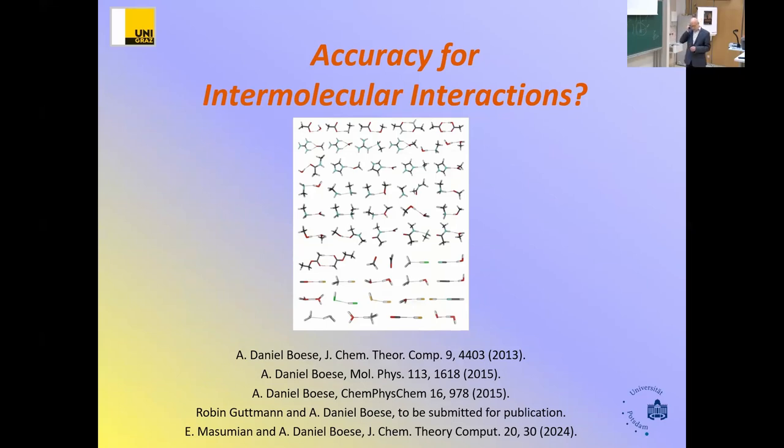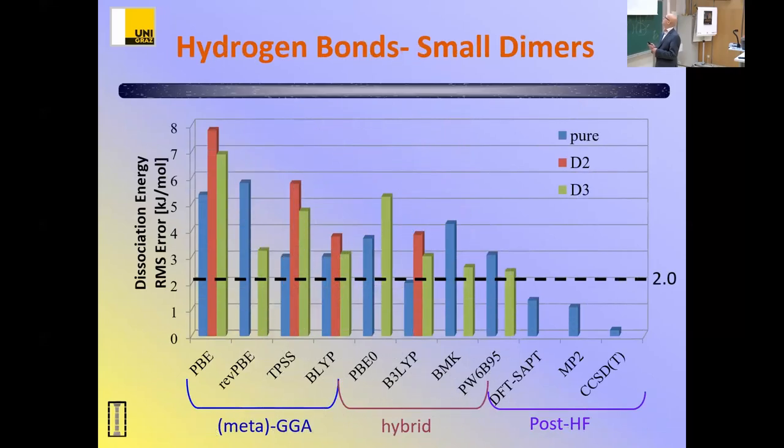So I then went ahead and took the strongest bonds that we can think about. Those are hydrogen bonds. They can go up to more than 100 kilojoules per mole, of course, if you take charged hydrogen bonds or something like this. And these are certain sets that you can take a look at. And I wanted to see how accurate Kappa cluster was.